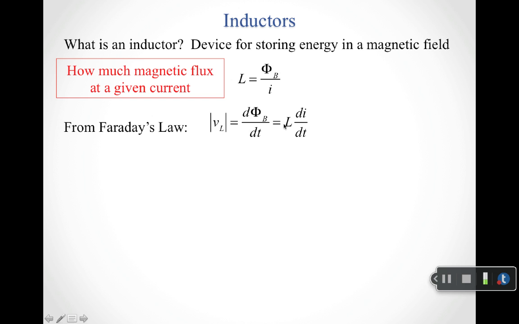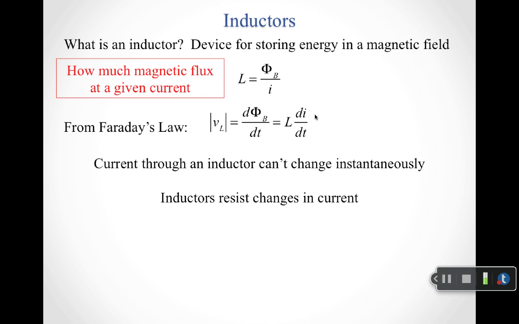Well, I can solve this for the magnetic flux, and that's just going to be L times i. When I take the derivative with respect to time of that, since L just depends on the geometry, and once you build your inductor you've fixed what L is, what's left that can change is the current. So from Faraday's law, the voltage across our inductor, the potential difference across the inductor, is given by the inductance times the time rate of change of the current.